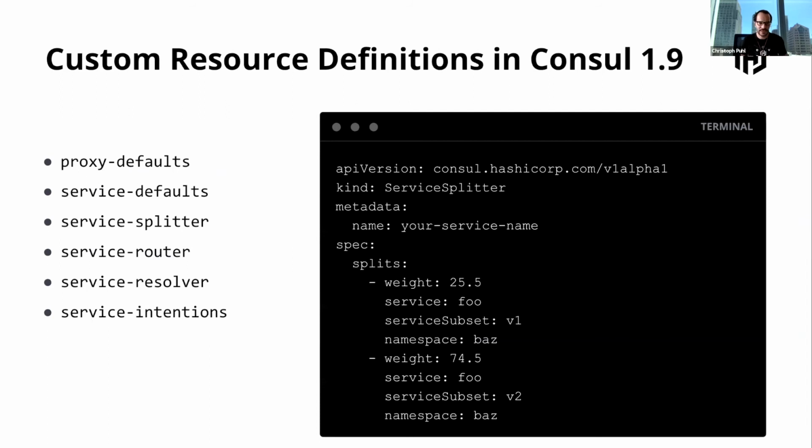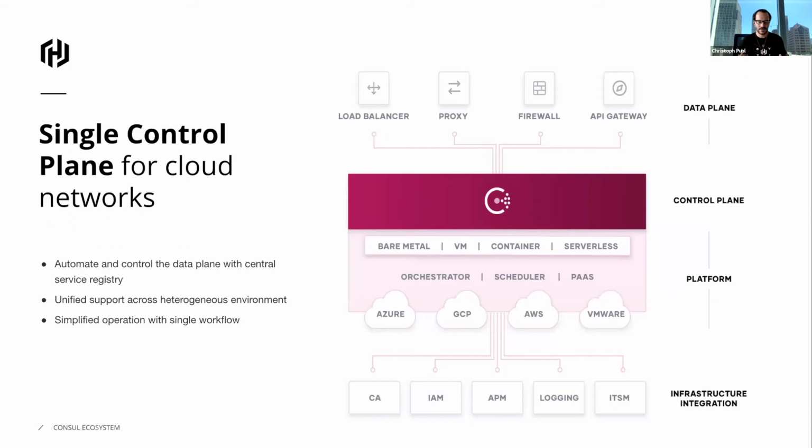Also, pretty new in Consul 1.9, we are making our integration into Kubernetes even more native, as we now also offer CRDs where you can configure Consul in a Kubernetes native fashion through custom resource definitions. Again, this is in Consul 1.9.